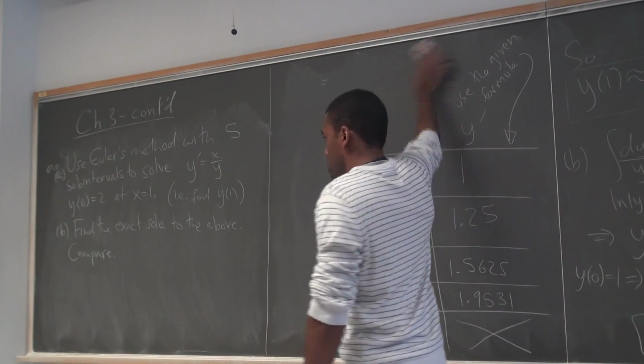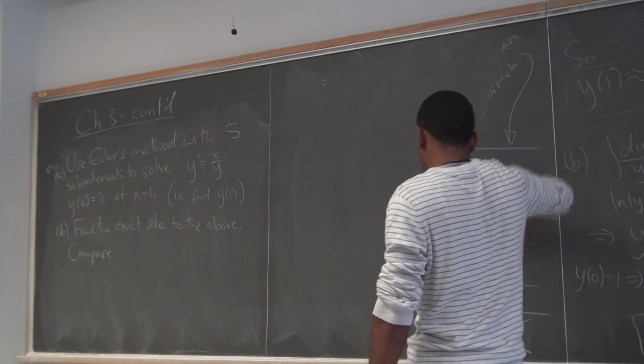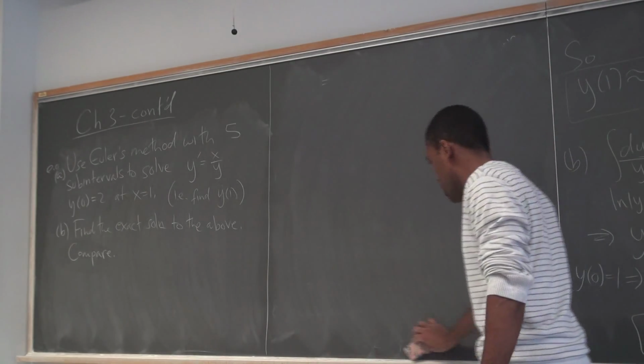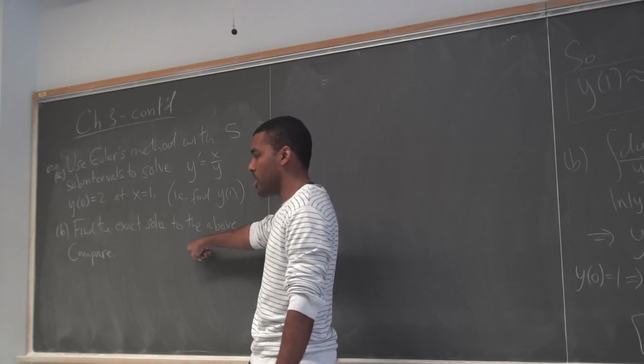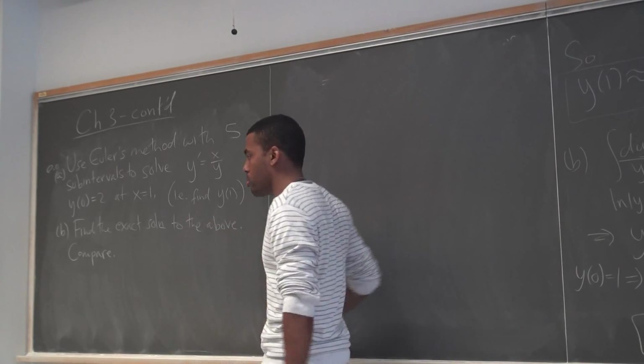Which for the past couple of semesters, this is actually a typical thing to happen. In the final, they'll ask you to solve something using Euler's method that you can actually find some other way, and you sort of compare the answers.